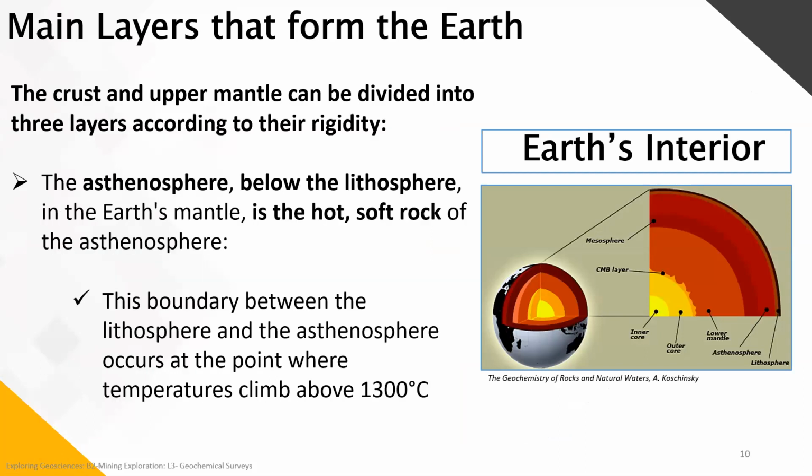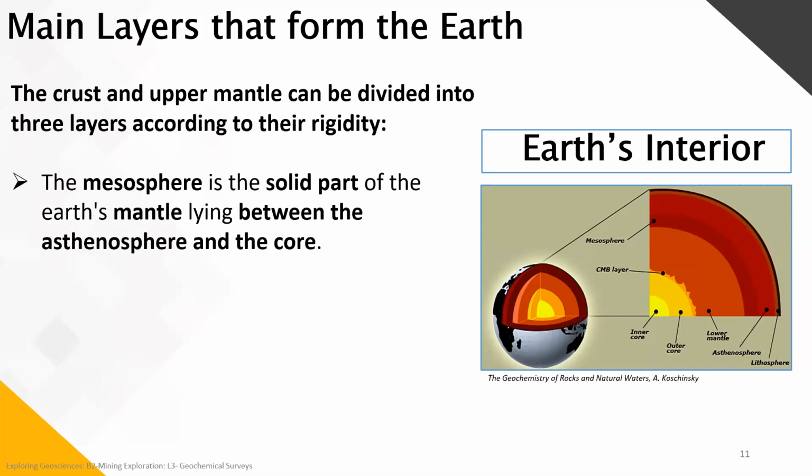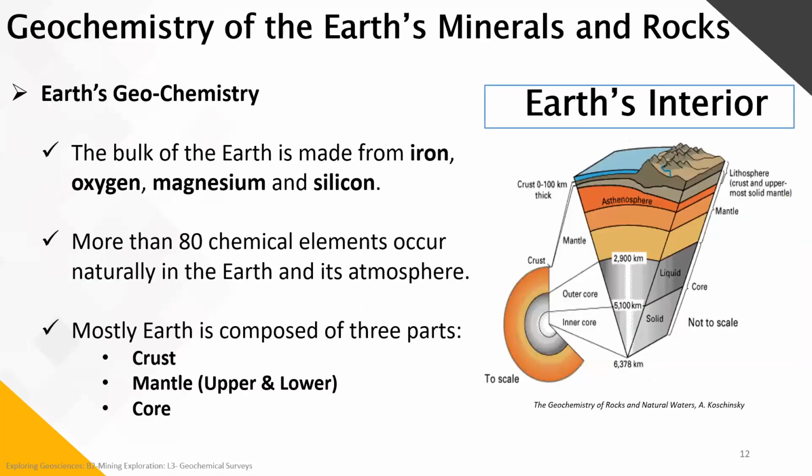We then have the asthenosphere, which is below the lithosphere, and in the Earth's mantle is the hot soft rock of the asthenosphere. The boundary between the lithosphere and the asthenosphere occurs when the temperature climbs above 1300 Celsius. And then finally, we have the mesosphere, which is the solid part of the Earth's mantle, lying between the asthenosphere and the core.